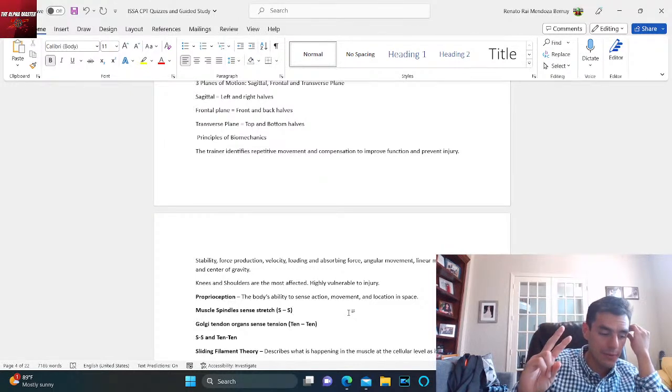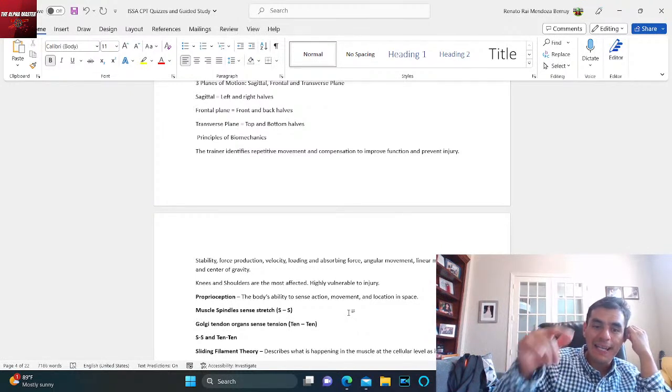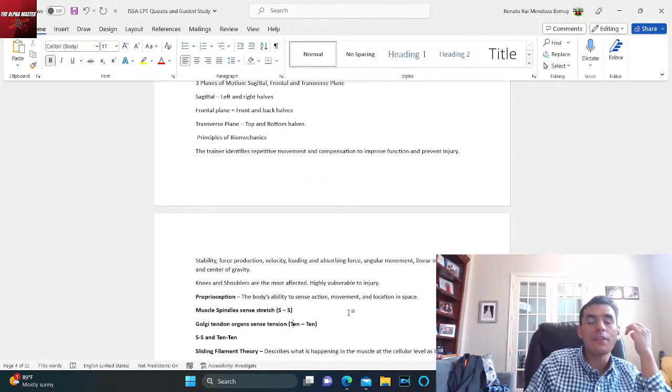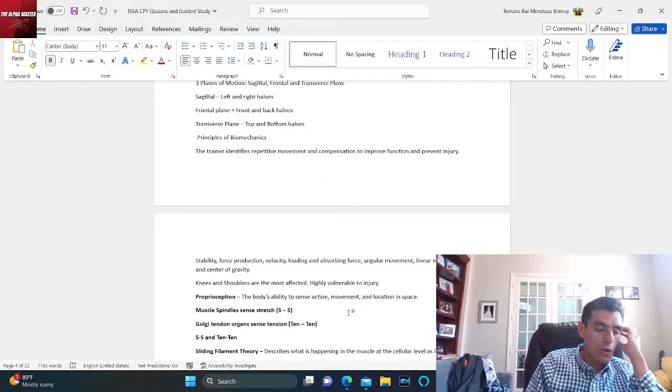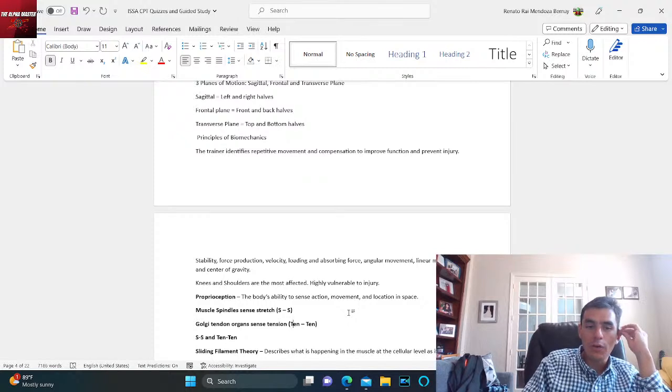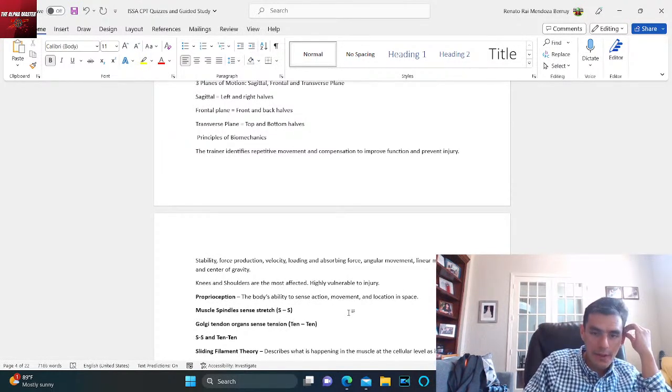You have two proprioceptors, which are the muscle spindles and the Golgi tendon organs. The muscle spindles sense stretch, and the Golgi tendon organs sense tension. Spindles: stretch. Golgi tendon organs: tension.